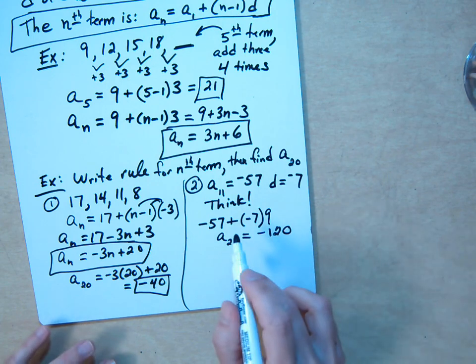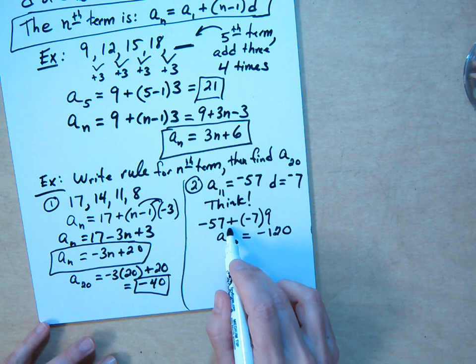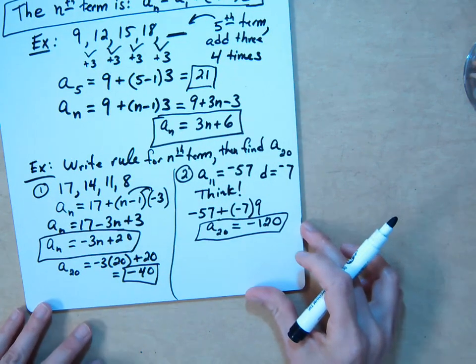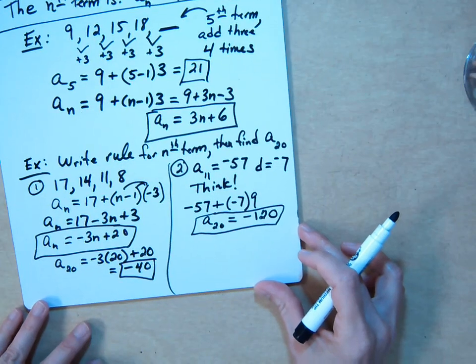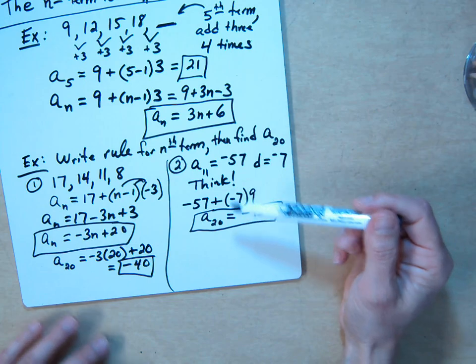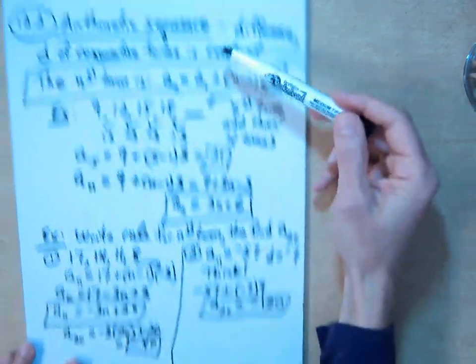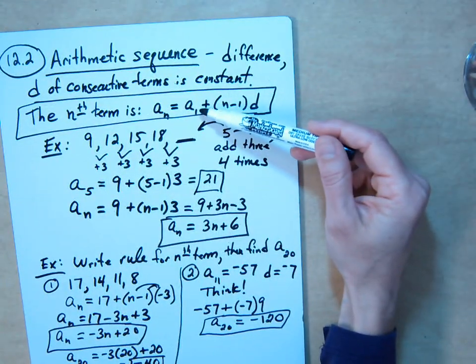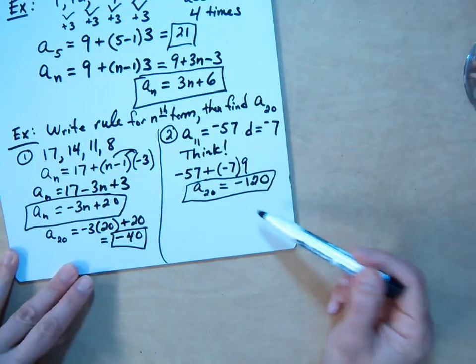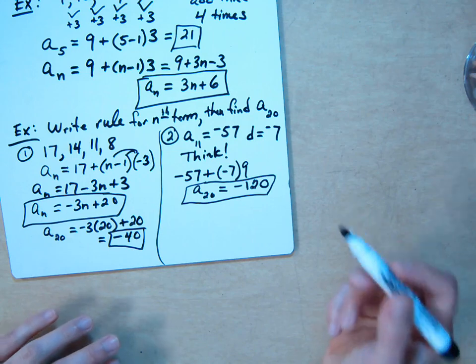So we found the 20th term first, but we still need the general formula for any term. Unfortunately, to use that formula, we need to know the first term. In order to do this, we need to know what a sub 1 is if we're going to use this formula. So, working backward, how would we find a sub 1?